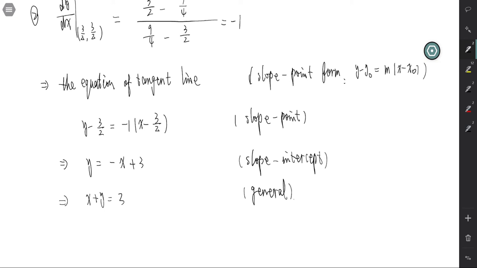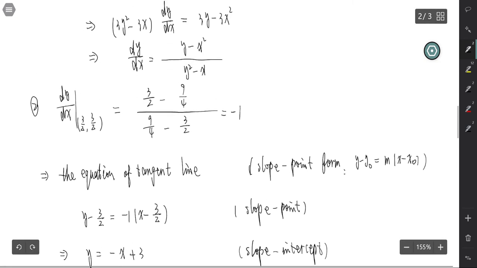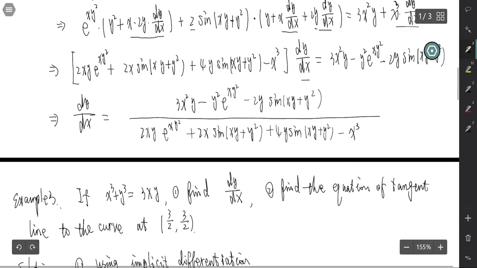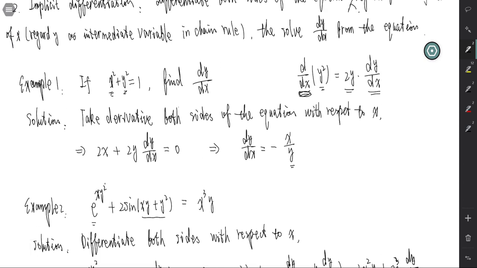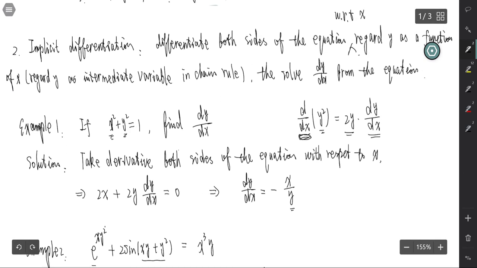That's the implicit differentiation. We just differentiate both sides with respect to x and regard y as a function of x, and then use the chain rule here.